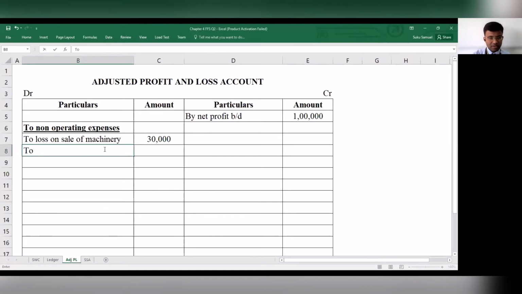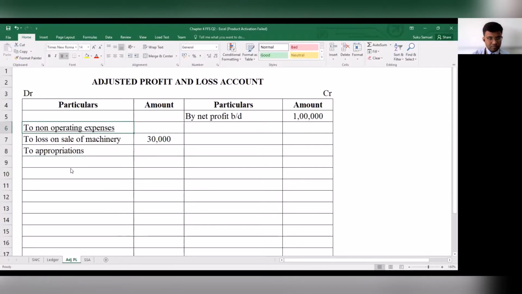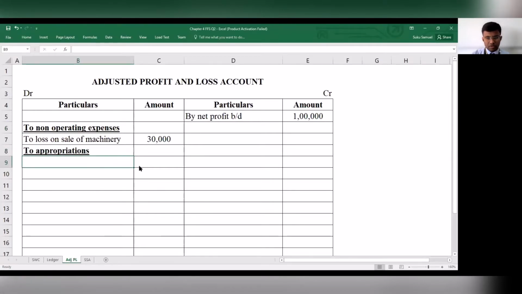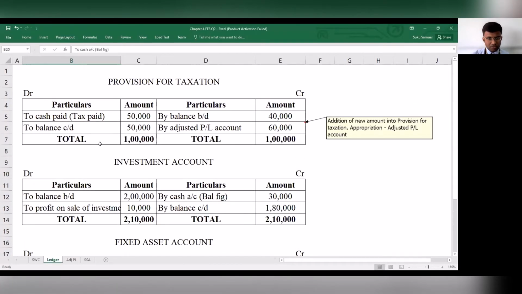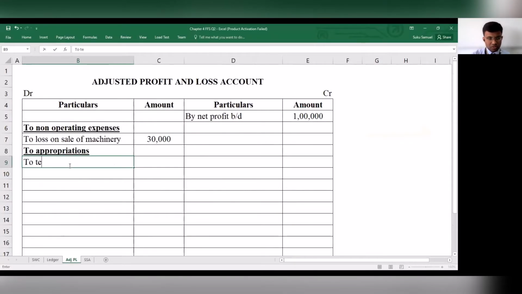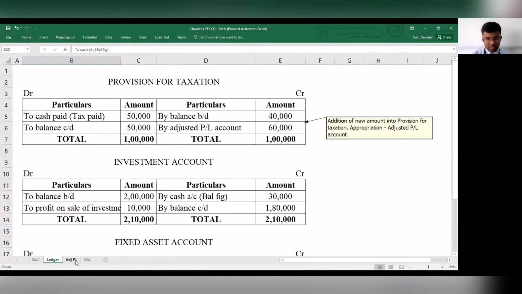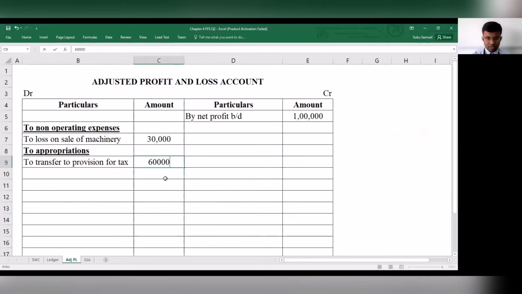Now we have to consider the appropriations. What are the appropriations that we have? One is from here, so we have to consider this. To transfer to provision for taxation, and how much is that? That is 60,000.